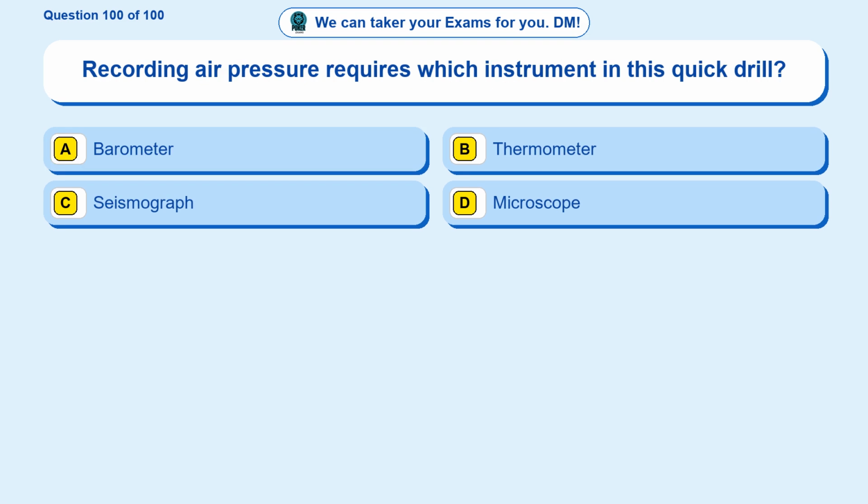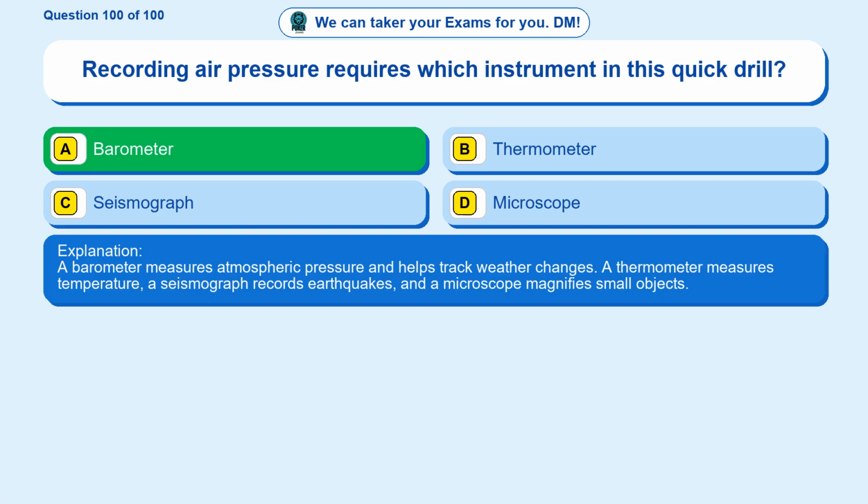Question 100. Recording air pressure requires which instrument in this quick drill? Option A, barometer. Option B, thermometer. Option C, seismograph. Option D, microscope. The correct answer is option A. Barometer. A barometer measures atmospheric pressure and helps track weather changes. A thermometer measures temperature, a seismograph records earthquakes, and a microscope magnifies small objects.